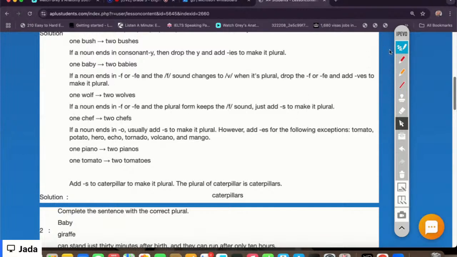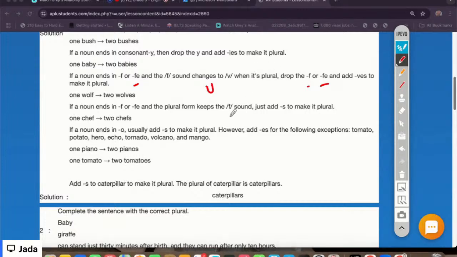All right, and if a noun ends with f or fe, and the f sound changes to a v sound when it is plural, then you have to drop the f or fe and add ves. So in the plural form, you can hear the v sound. So it will be ves, just like we have this one here. Wolf is the singular, and because it's wolves in plural, the f changes to v, and then we add es.